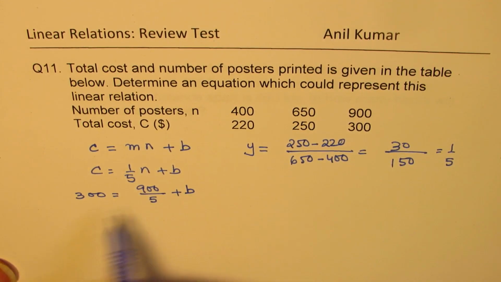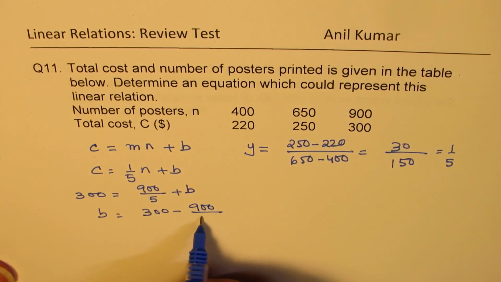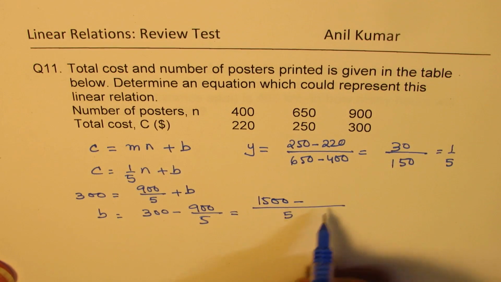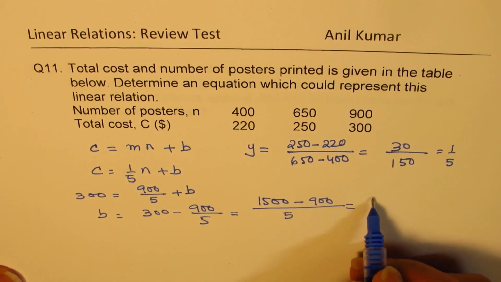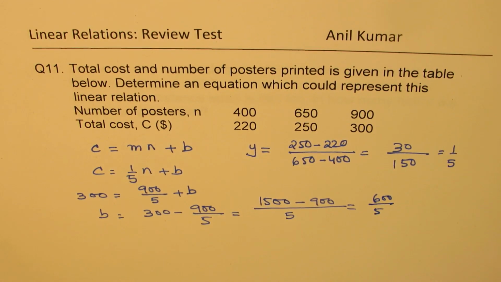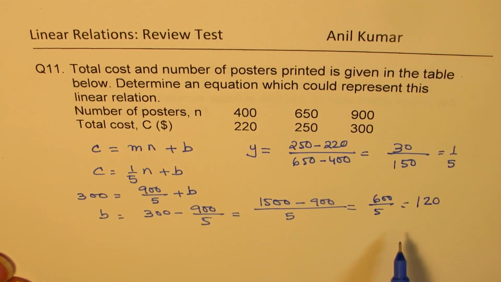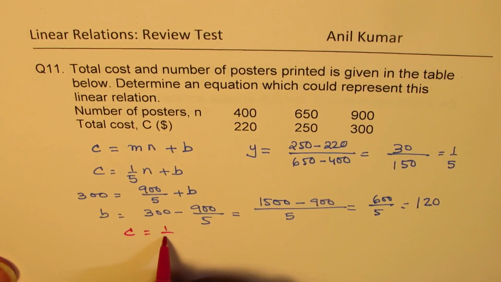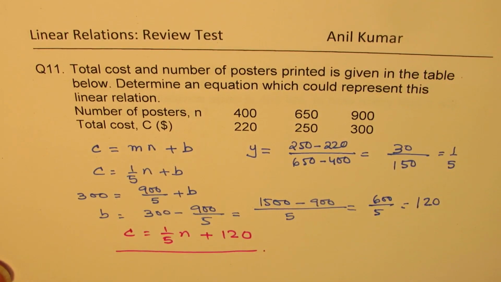Correct? So the value of b will be equal to 300 minus 900 over 5, with common denominator 5. 5 times 300 is 1500, minus 900, which is 600, divided by 5. Is that clear to you? So that becomes the value of b. You could divide this, so 600 divided by 5 is 120. So we get the value of b as 120. So now we can write the cost C as 1 over 5 n plus 120. Is that clear to you? So that is how we could check.